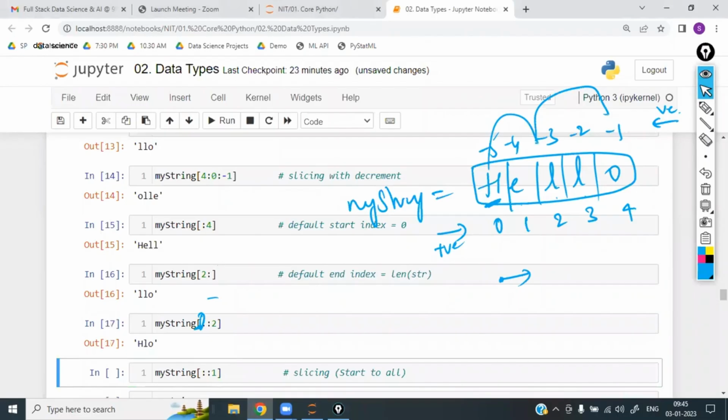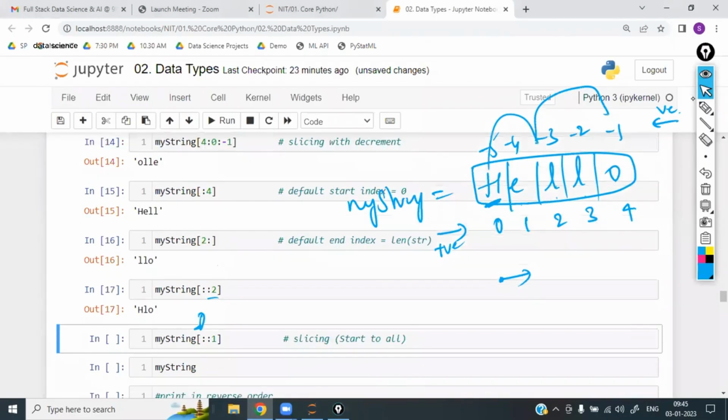Is that clear? Next, colon colon plus 1. What is the starting value? 0. Again, keep the dot. Positive direction or negative direction? Positive direction. For this example, what is the end value? Everything, in the positive direction. And an increment of plus 1. Plus 1 means you have to consider everything from 0 in the positive direction.